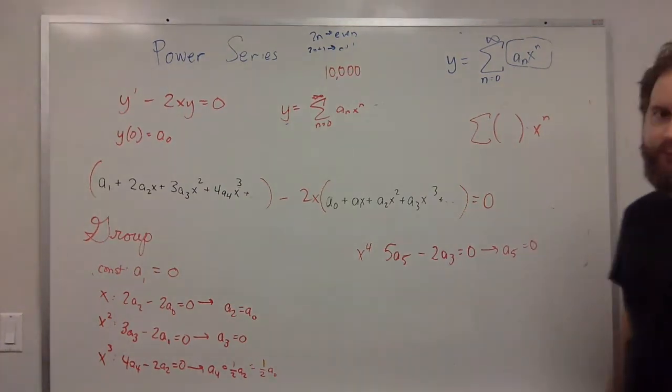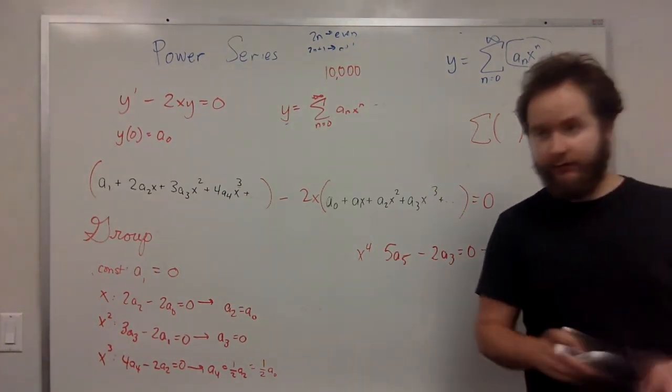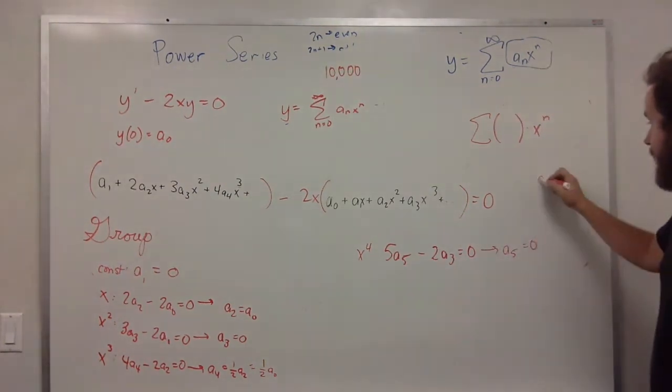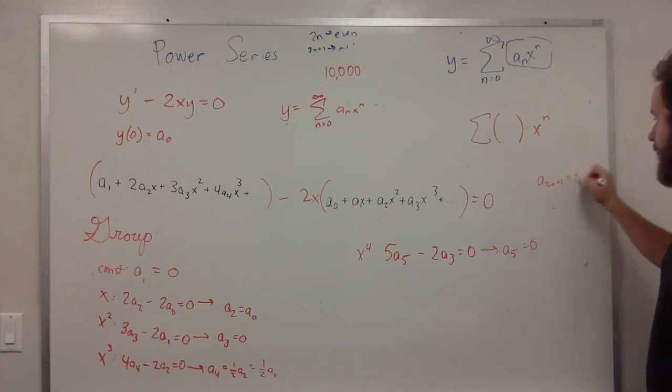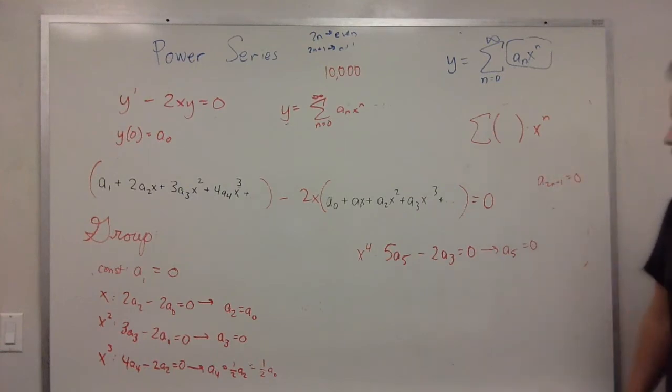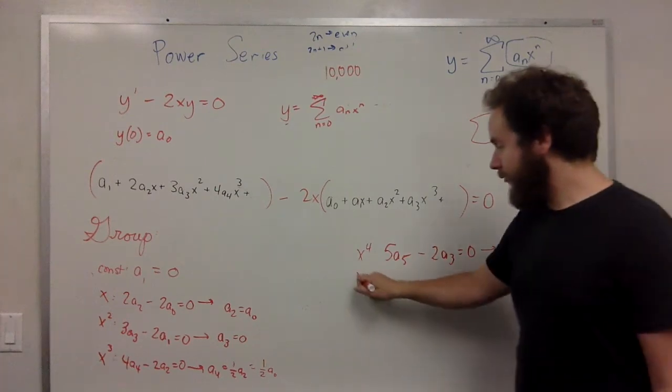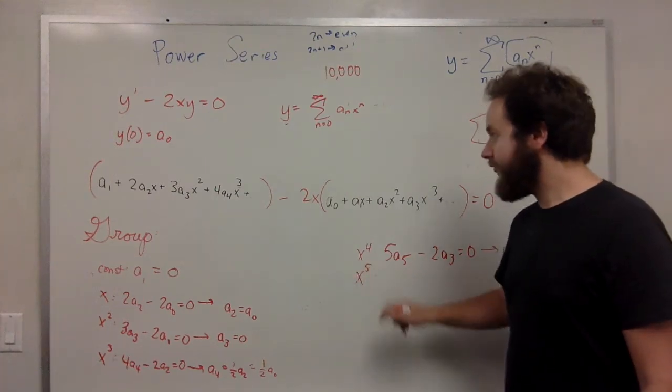And you probably had to guess, what do you think a7 would be? 0. And a9? 0. And all these odd terms, so a sub 2n plus 1 is going to be 0. Okay? So we can kind of skip those. We're going to go to x to the 5th term. Again, we don't see it, but it is there.